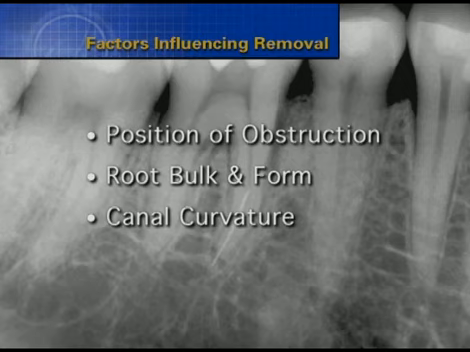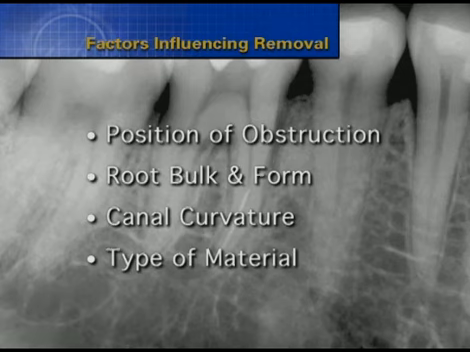Separated instruments that lie partially around canal curvatures, although more difficult, can oftentimes be removed if straight-line access can be established to their most coronal extents. Finally, the type of material comprising an obstruction is another important factor to be considered. As an example, stainless steel files tend to be easier to remove than nickel-titanium broken instruments as they do not further fracture during the removal process.